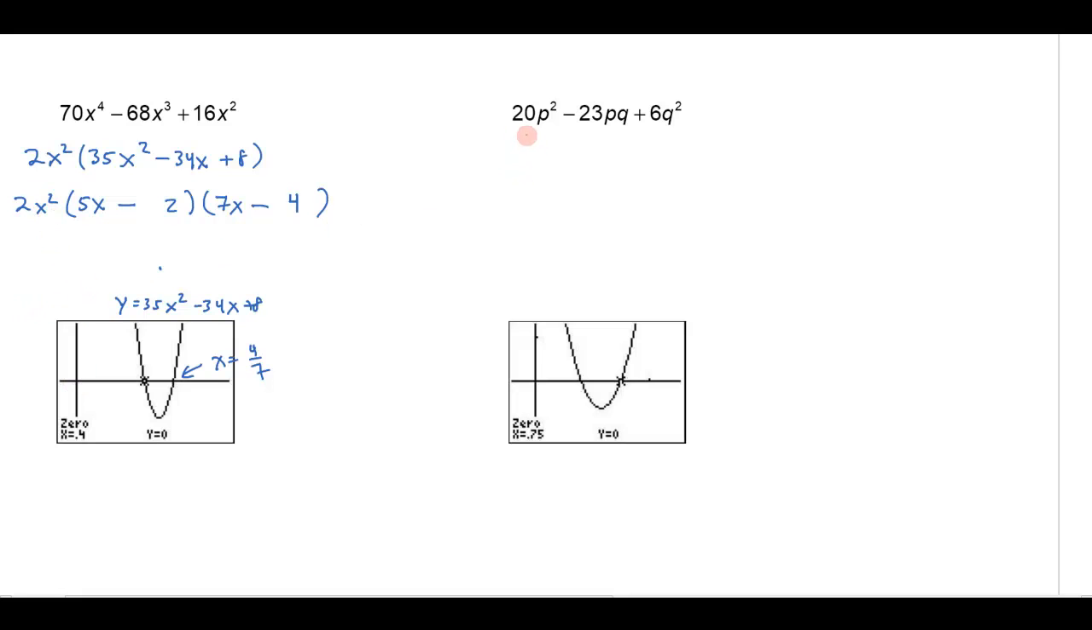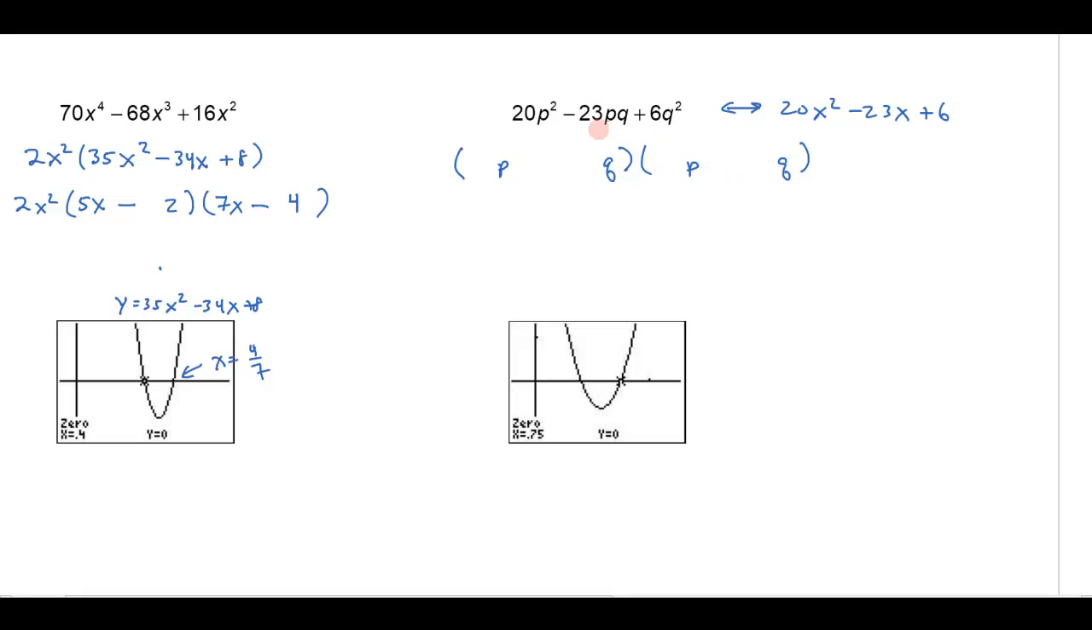All right, let's go to the last one here. I've got 20p squared minus 23pq plus 6q squared. The significance of this is there's another variable in here, but you should recognize that factoring this is basically the same as factoring 20x squared minus 23x plus 6. All right, so I don't really have to worry about the q. I just know that I'm going to have so many p's here, and then I'll have so many q's right here as opposed to just a number.